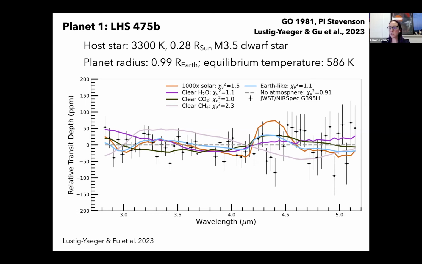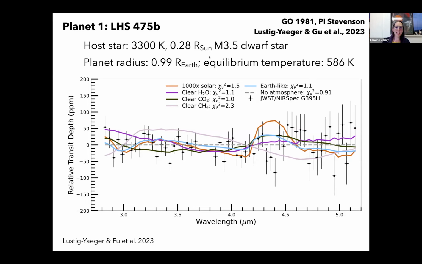So each of the lines on here is just a different model atmosphere to compare to with a different composition. So like this purple line in here, that's just water, 100% water making up the atmosphere, like a steam atmosphere. The blue one is Earth-like. And so what you can see here is that this planet is almost exactly the same radius as the Earth. It's a little bit hotter, right? This planet is almost 600 Kelvin. And it's around one of these nice small little stars, a star that's about a third the radius of the sun, about 3,300 Kelvin.